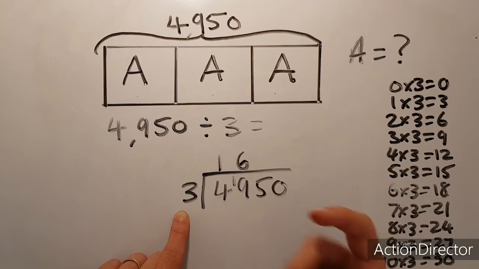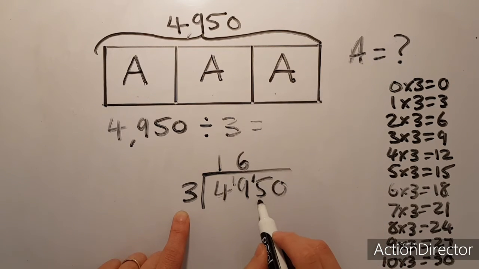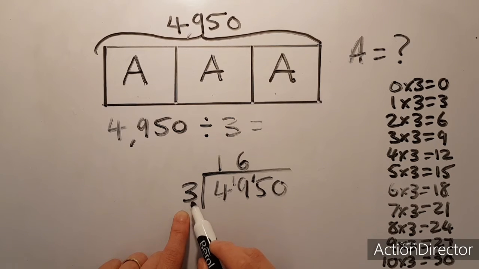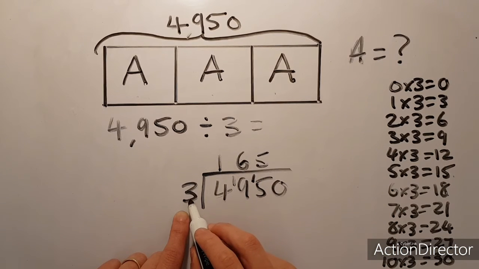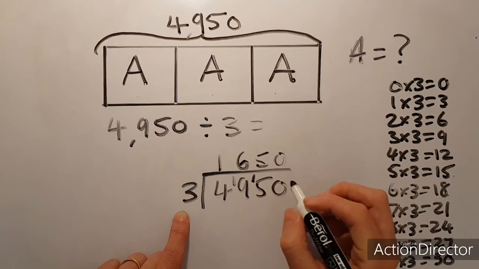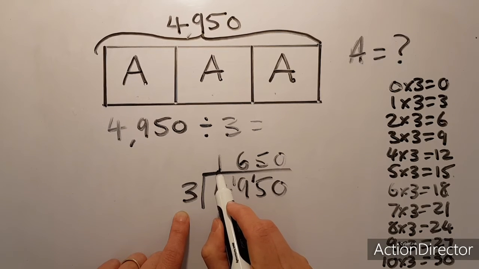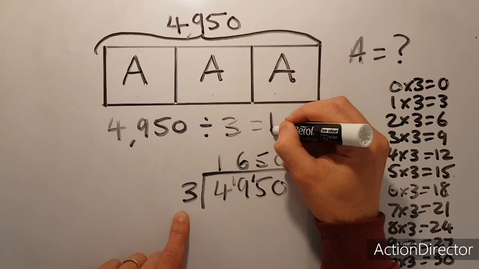I have a remainder of 1, and my 1 is going to go next to my 5, and the number I've made is 15. I'm going to repeat the same process again. How many times does 3 go into 15 exactly? 0, 3, 6, 9, 12, 15. It goes in 5 times exactly with nothing left over. And finally, how many times does 3 go into 0 exactly? Well, it goes in 0 times. So my quotient, my answer, is 1,650.